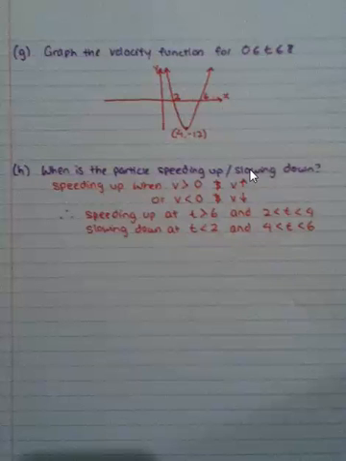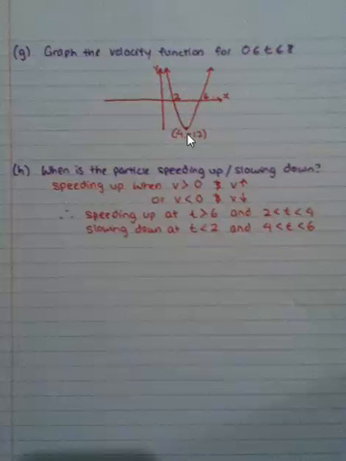So when is the particle speeding up or slowing down? So we know a particle is speeding up when the velocity is greater than 0 and the velocity is increasing, or when the velocity is less than 0 and the velocity is decreasing. So therefore, in this case, it is speeding up at t greater than 6, and 2 less than t less than 4, and slowing down at t less than 2, and 4 less than t less than 6.